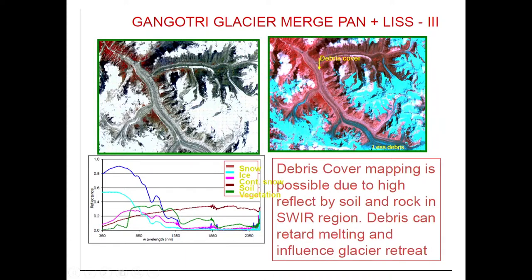You can see here, this is the Gangotri Glacier. This is the ablation area of the Gangotri Glacier, which is mostly debris covered. You can see nicely in this image the lateral moraine, and then the medial moraine present in this glacier.